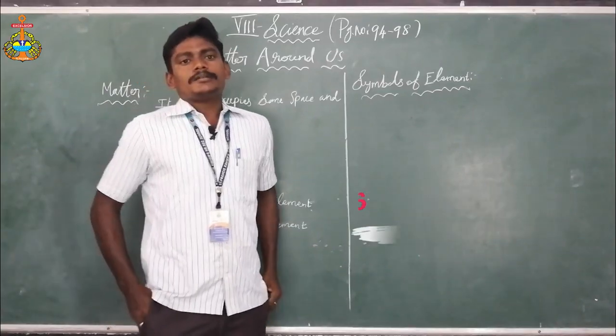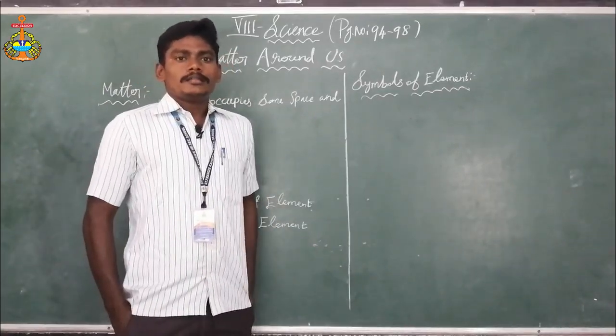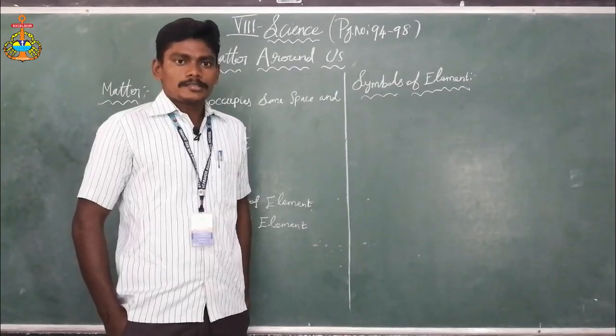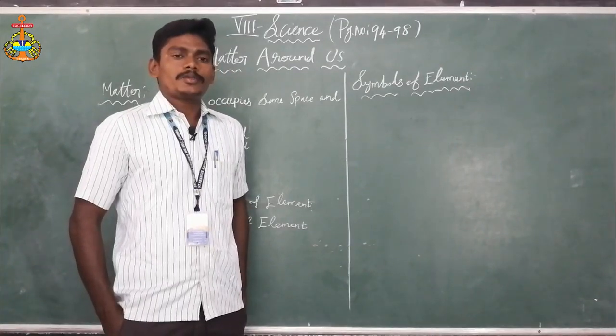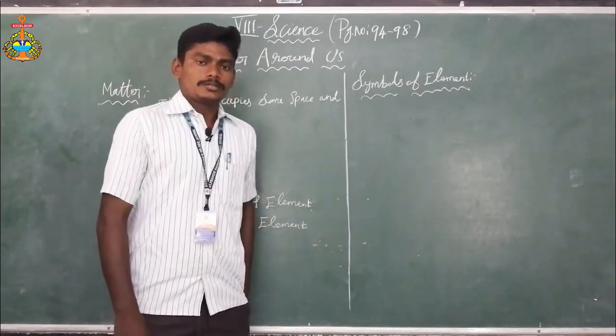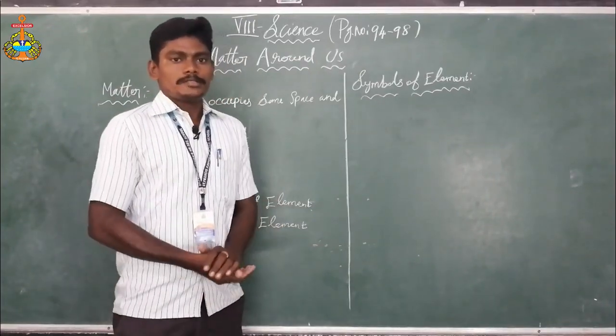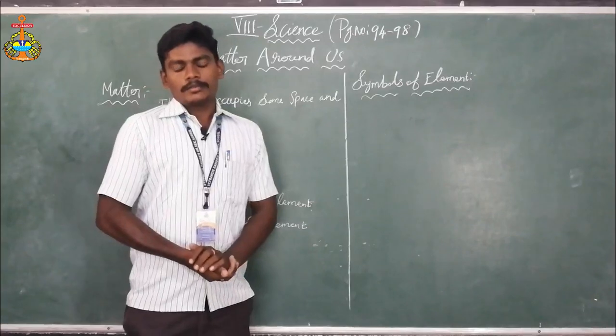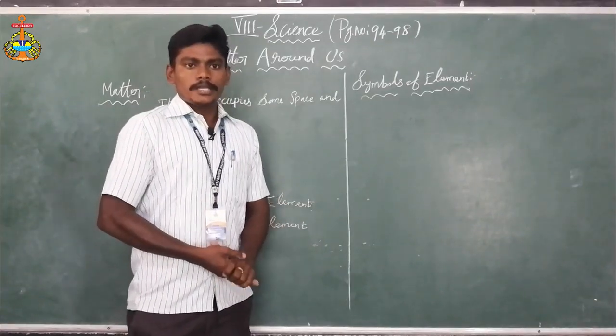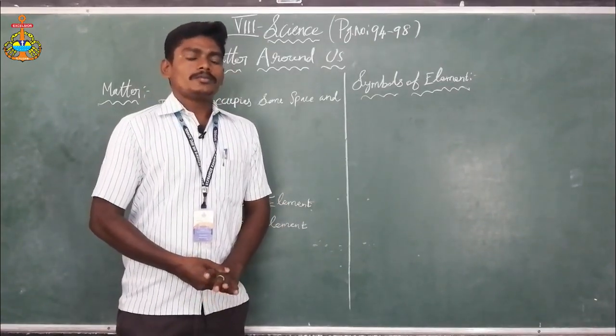In the last two classes we discussed measurement, the types of clocks and the base quantities from your textbook. Today we are going to learn a new chapter. The chapter name is The Matter Around Us. So today we are going to learn a new chapter and also a new topic.